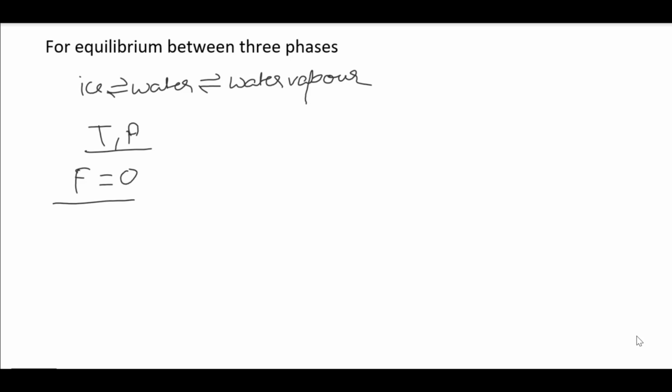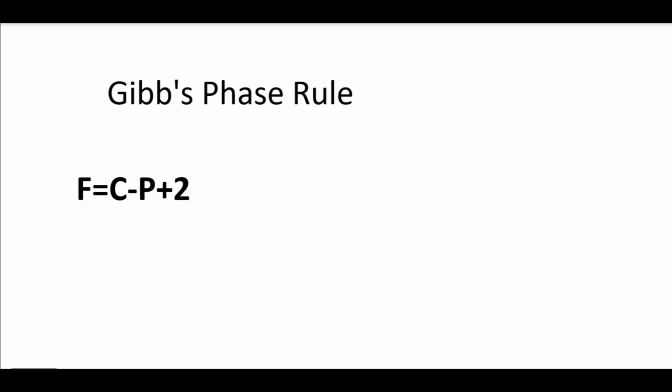This point is called the triple point, where the three phases, water, water vapor and ice, coexist at equilibrium. At the triple point, the degree of freedom is 0, or the system is invariant. The relationship between degree of freedom, number of components and number of phases was first given by William Gibbs in 1874, and it is known as the Gibbs phase rule.